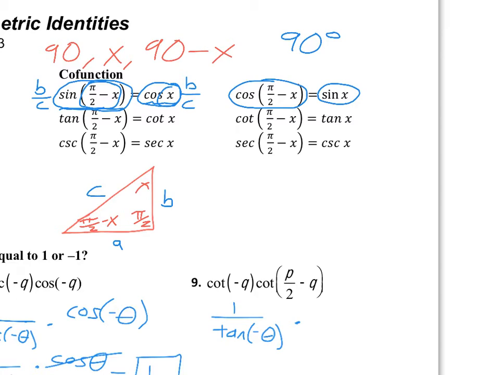Alright, so the way I remember these cofunction identities, everything just goes with the same trig function that has co in front. So tan goes with cotangent, secant goes with cosecant, and sine goes with cosine.